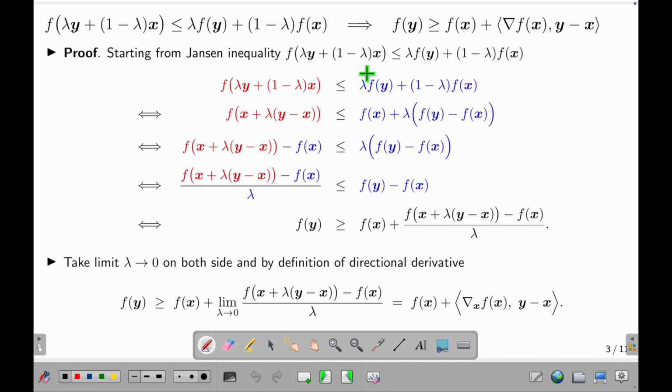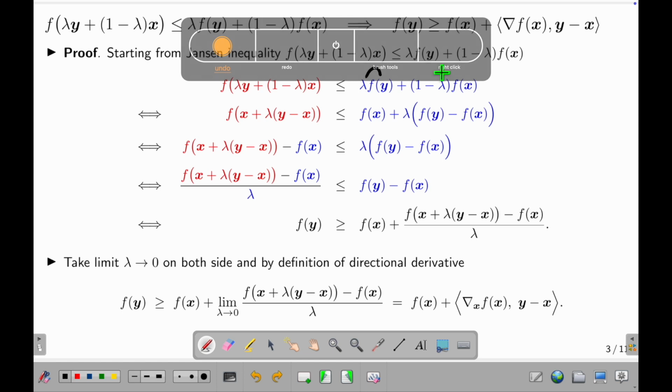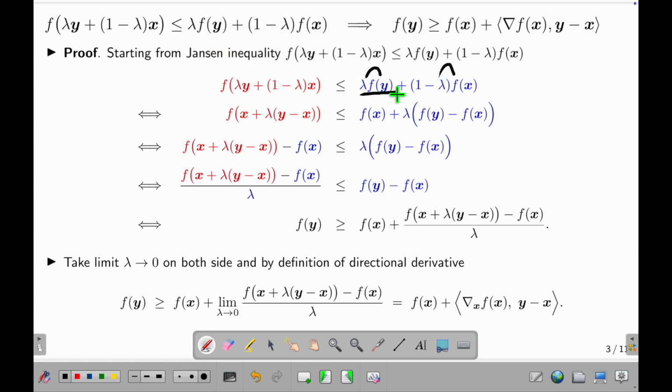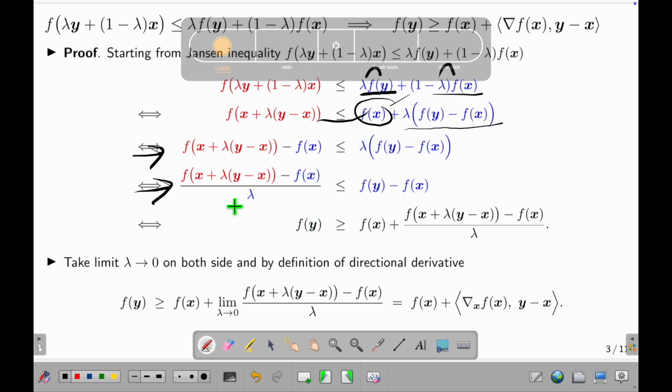What's next? Lambda goes to here. Lambda here, and I have lambda here. So I have lambda f(y) minus lambda f(x). This part. And the f(x) just goes in front. So okay. What is this? Now I move this part to the other side. Now I have this. Okay. Now I move lambda to the other side. Now I have this. Now you see, I want to do differentiation.